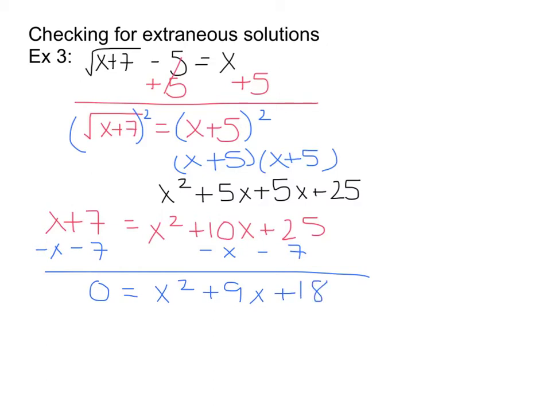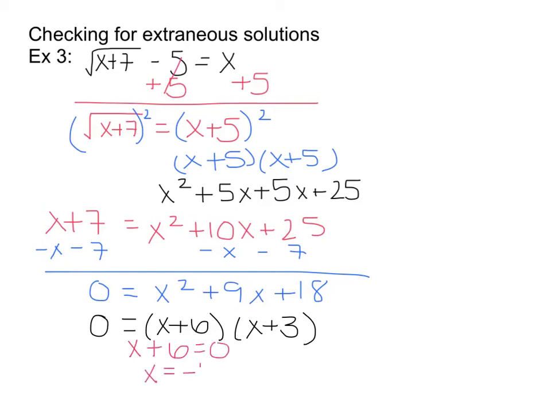Since it's a quadratic equation, you are going to try to factor this. So what multiplies to 18 that adds to positive 9? So that's going to be x plus 6 and x plus 3. Set them equal to 0 using your zero product property, and you get x is -6 and x is -3.